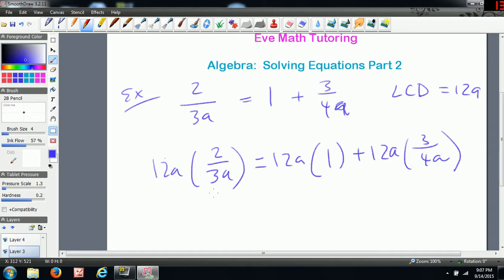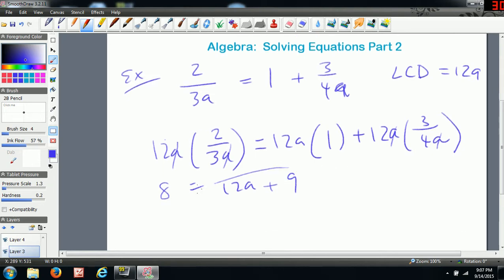So now these cancel. 12 divided by 3 is 4, times 2 is 8. 12a. These two cancel. 12 divided by 4 is 3, times 3 is 9. So as you can see, we have the same equation as the top, except now it's expressed with no fractions, which makes it a little bit easier to solve. Okay?